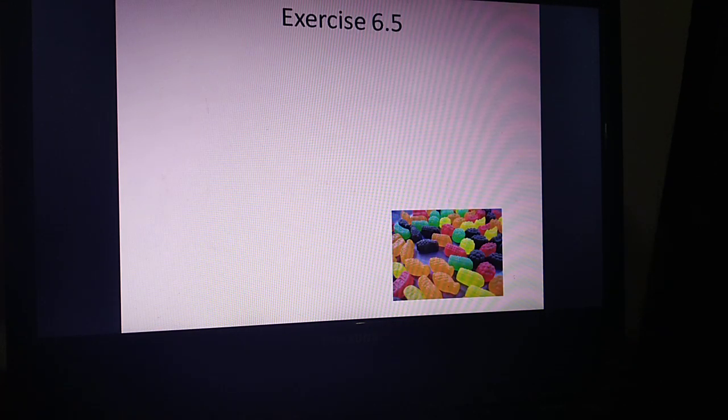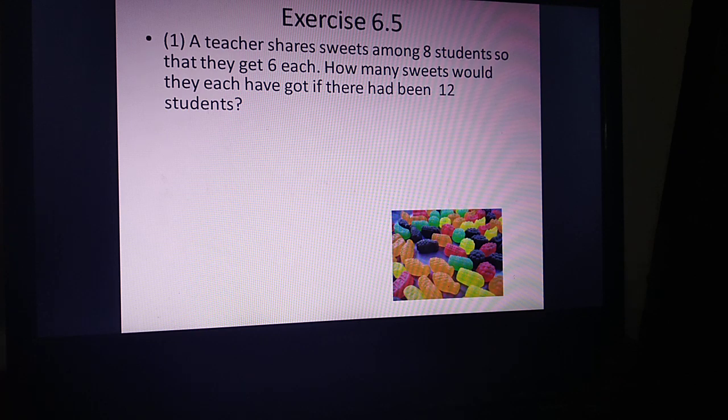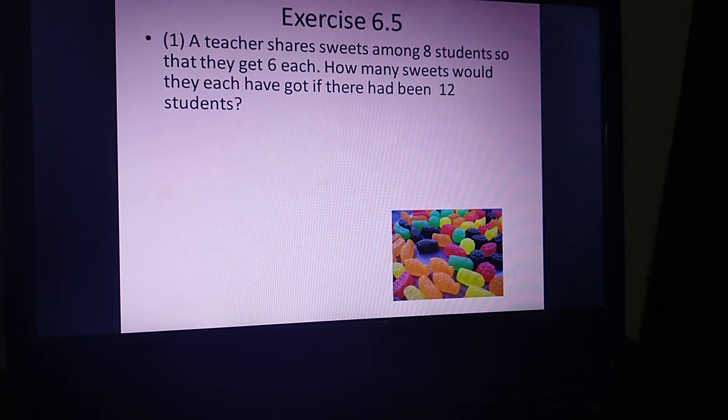Now, these are exercises from your textbook. We will solve most of them and I will leave only one for your homework. Now, in exercise 6.5, question 1, it's about a teacher that shares sweets among 8 students so that they each get 6. Now, how many sweets would they each have got if there had been 12 students? Okay.